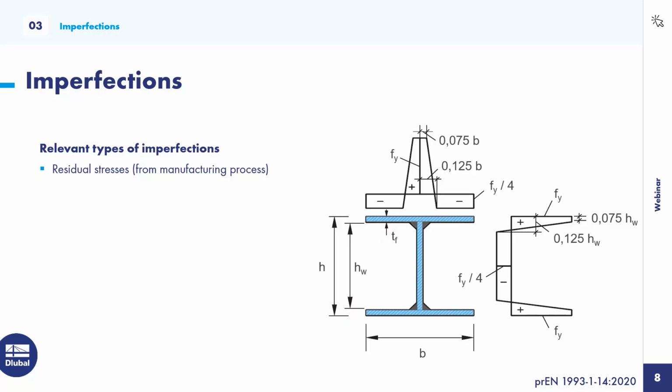The stresses shown here on the lower right side are specified in the draft version of Eurocode 3, Part 1-14, for welded double symmetrical I-sections. In principle, it is possible to consider such residual stresses in RFEM, although a bit cumbersome. But since we occasionally receive customer requests about this, I would like to show you in a short excursus how to approach this problem. Maybe before we go into the software, I would like to give you some hints or explain some basics.